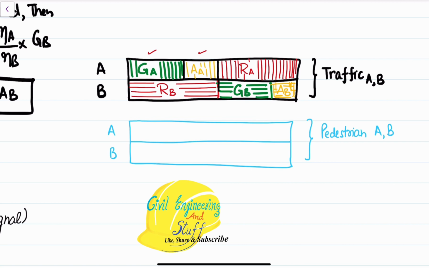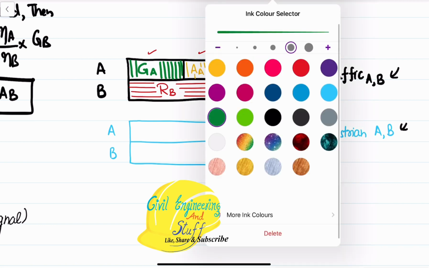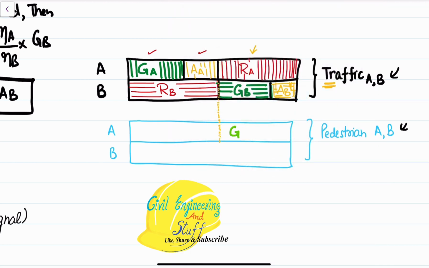I will just mark this for better clarity. Right. Now this is for traffic. Now let us draw for pedestrians. If you observe, we have red at road A for traffic, for cars. So of course, when we have red at road A for the vehicles, we will have green at road A for the pedestrian.